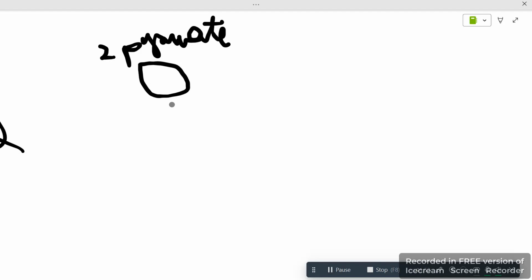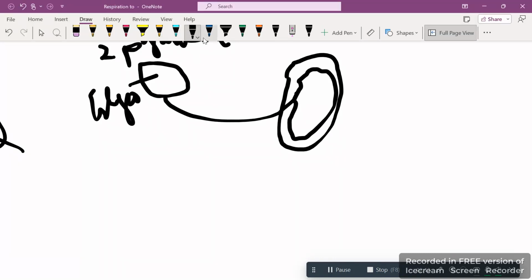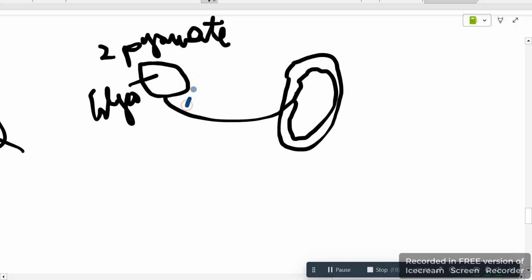Then these 2 pyruvate go into the mitochondria, and that's the matrix of the mitochondria. Here the Krebs cycle will occur. So this 2 pyruvate from glycolysis will go to that side. What would this process be: active, passive, or osmosis? This is a question which has been asked multiple times. So this was the active process.